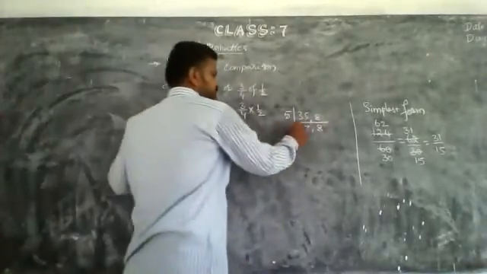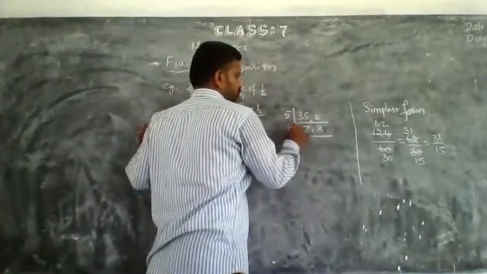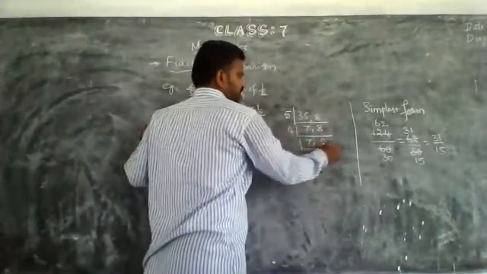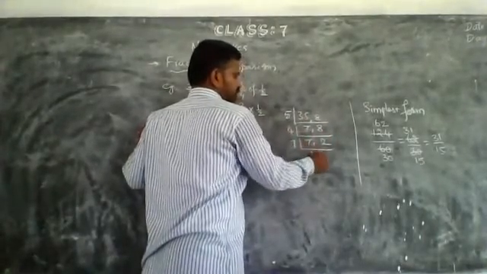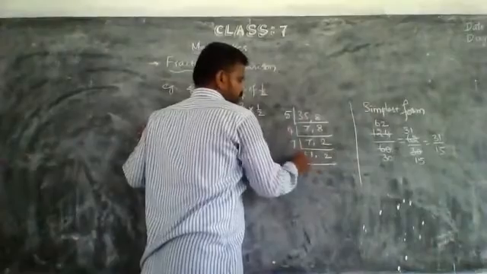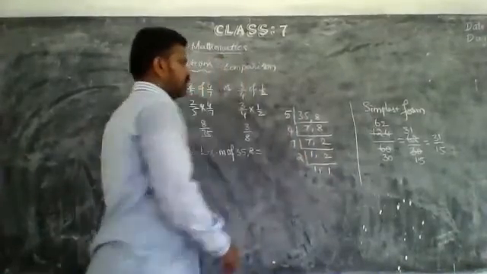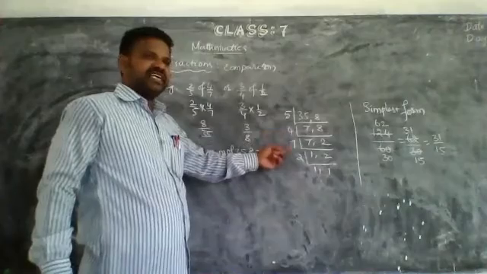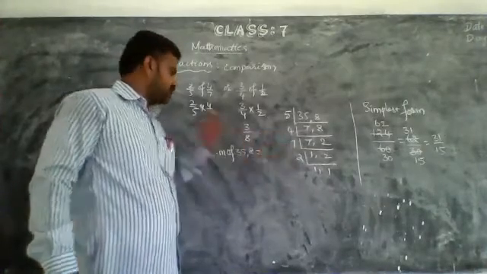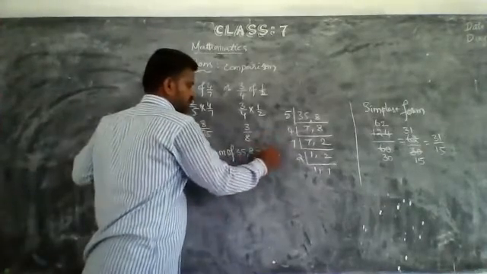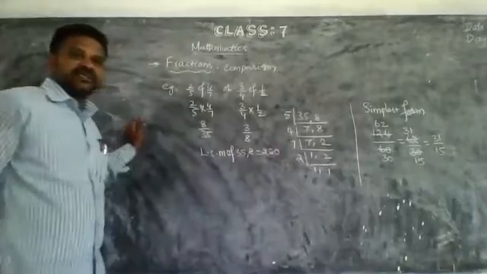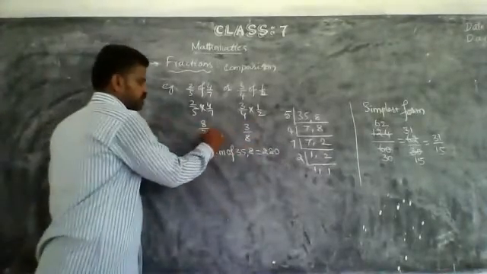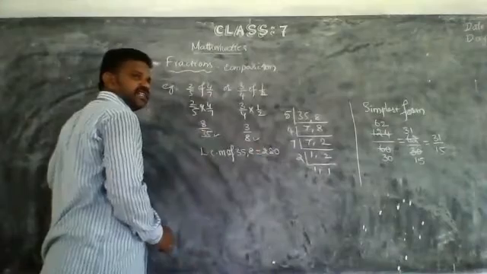Next, which one should I take? 4, this one, 7, and this is 2 times. Now 7 one time, 2 does not, and 2 one time. 5 fours are 20, 20 sevens are 140, 140 twos are 280. So this is the LCM of the given two denominators, 35 and 8.